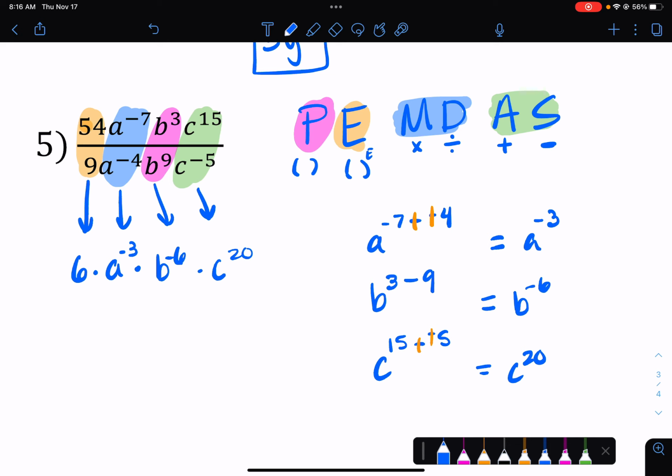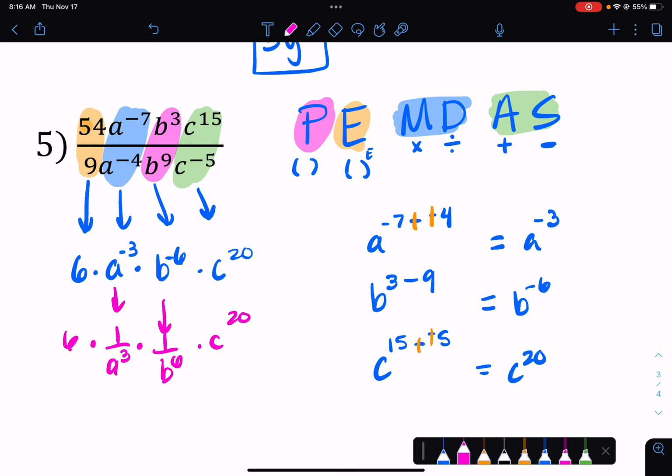Now, how do we make any negatives positive? We got to switch their position. If they're negative in the top, we got to move them, make a fraction, and move them down. So real quick, this is going to change to 1 over a to the 3rd times 1 over b to the 6th. That's how we make them positive. And I still got 6 here, and I still got c to the 20 here.